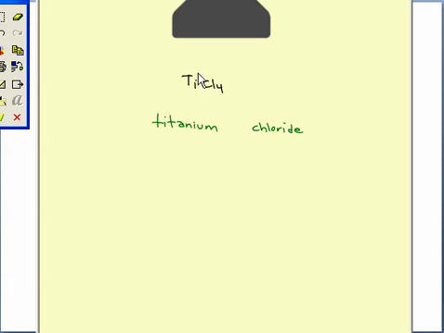Now what I have to do next is figure out what the charge of this is. I've got to write it here as a Roman numeral. And as I said earlier, I'm going to use this to help me figure it out.